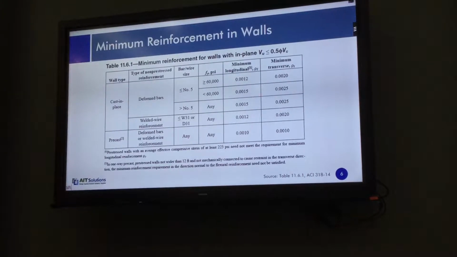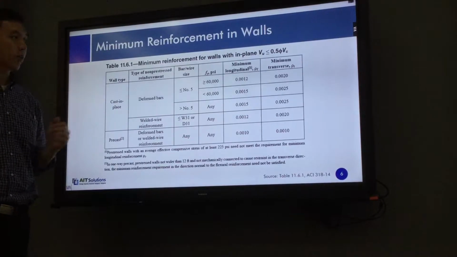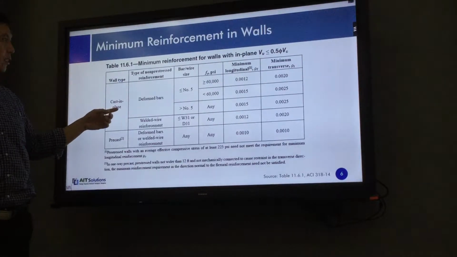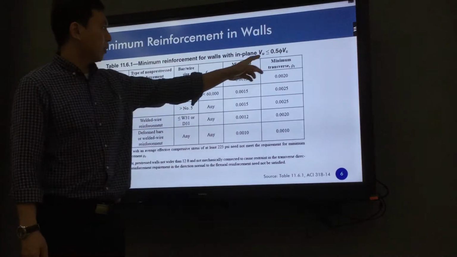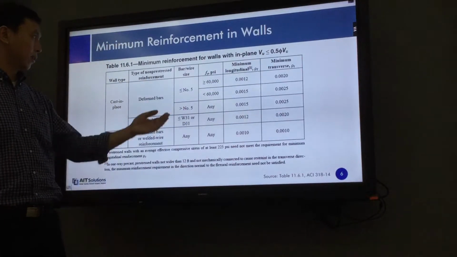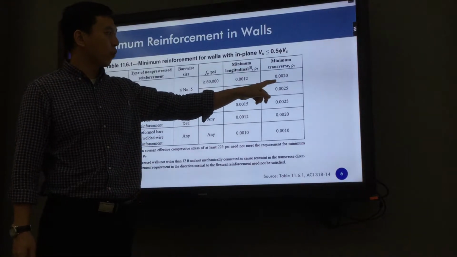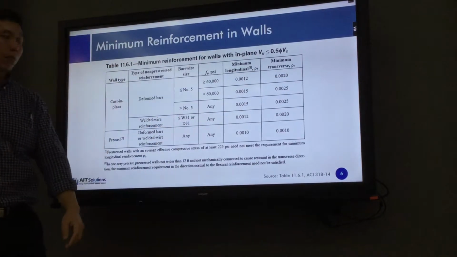This is the minimum reinforcement requirement from the code, ACI 318-14. Here you can see that in cast-in-place concrete, if shear stress is less than 0.5 Vc, the minimum transverse reinforcement can be reduced to 0.2%.